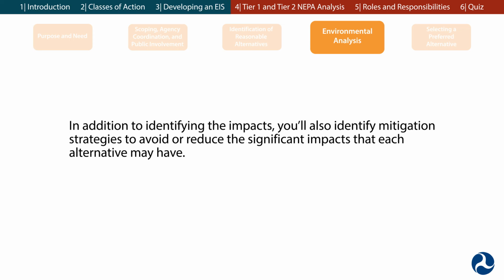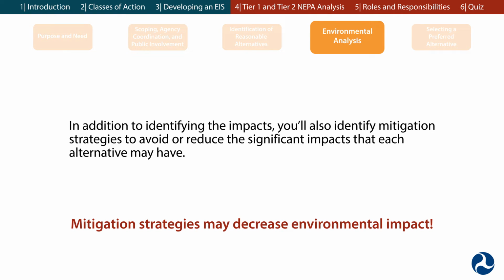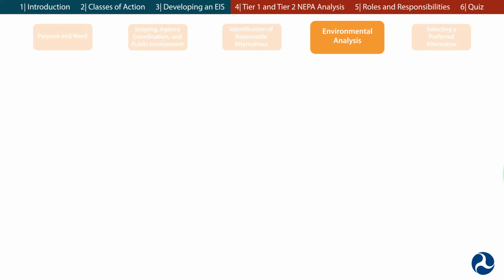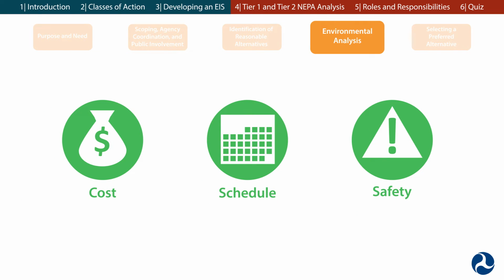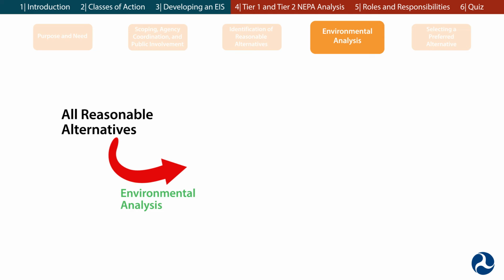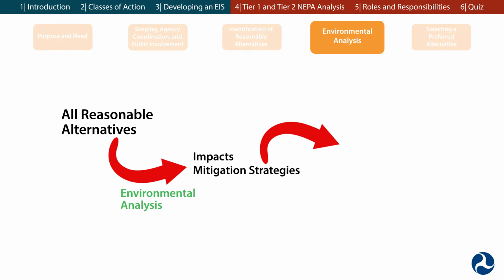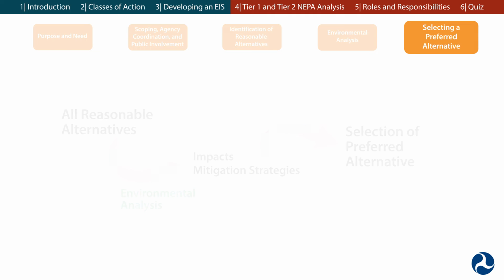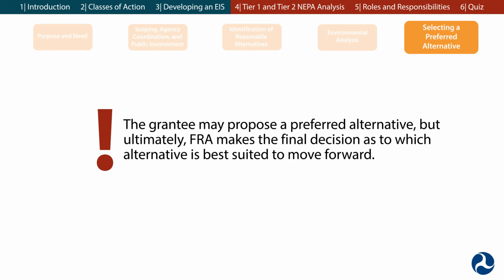In addition to identifying the impacts, you'll also identify mitigation strategies to avoid or reduce the significant impacts that each alternative may have. Mitigation could bring the impact below a certain level of significance. Alternatives should also be concurrently evaluated for the projected cost, scheduling, safety, and project delivery. Once you've completed environmental analysis on all reasonable alternatives, FRA will use the information you develop to select a preferred alternative. The grantee may propose a preferred alternative, but ultimately FRA makes the final decision as to which alternative is best suited to move forward.